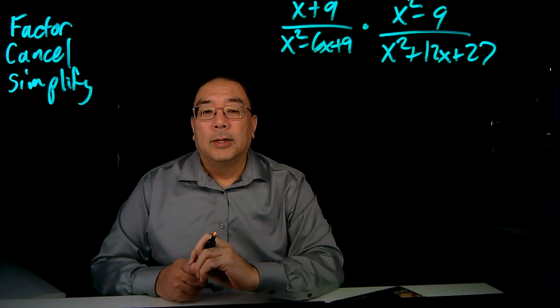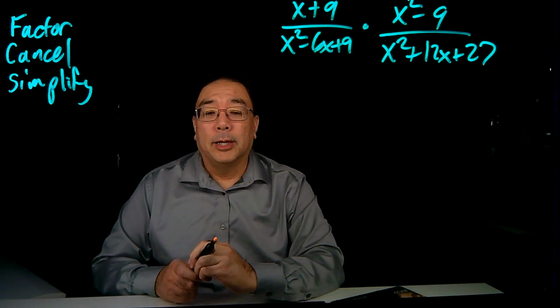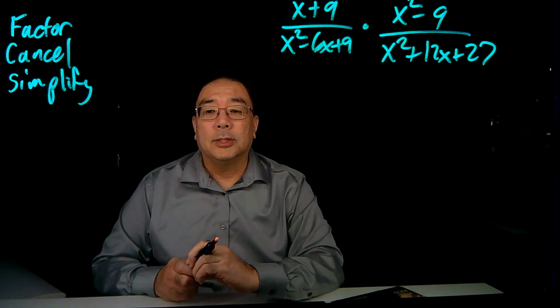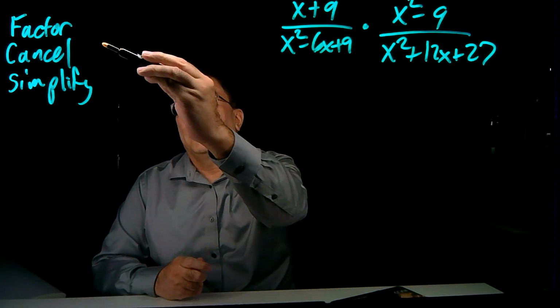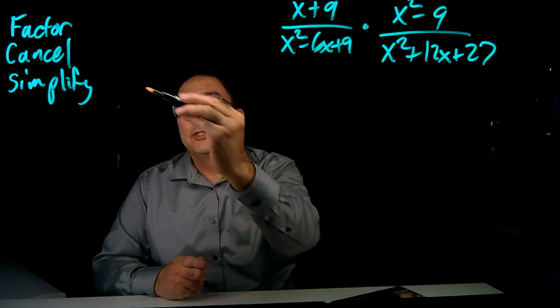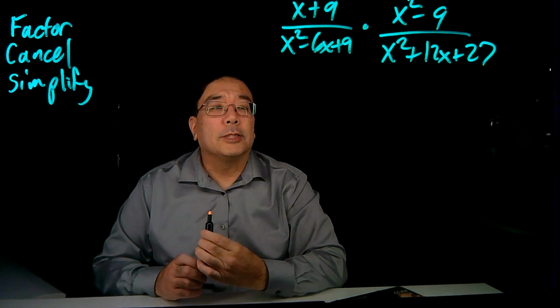Hi everyone. Let's look at this example of multiplying two rational expressions. Now as you see, there are these three steps. You factor, you cancel, you simplify. So we look at this example.